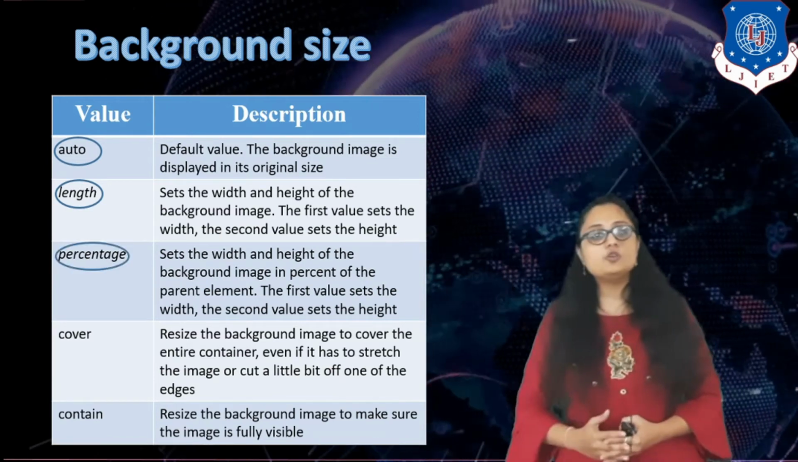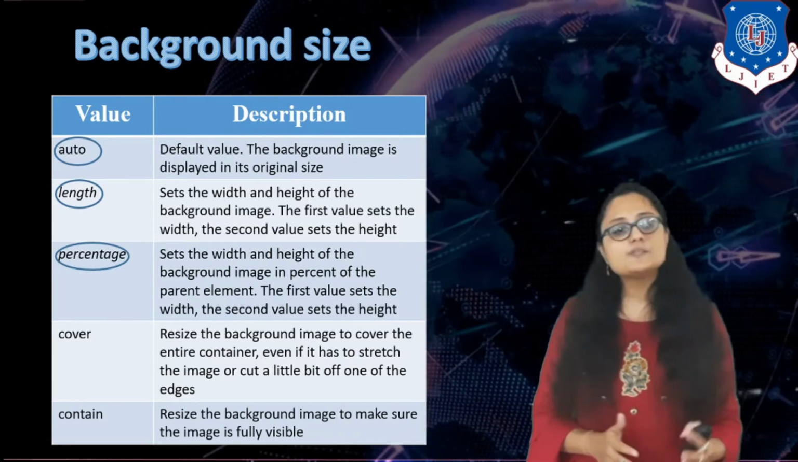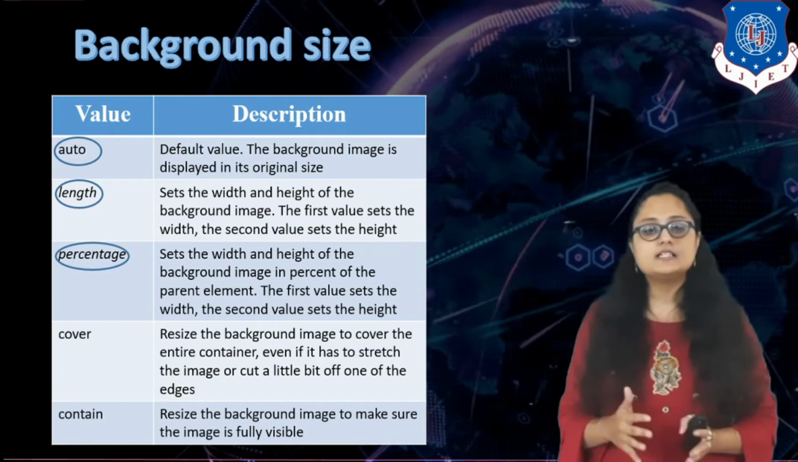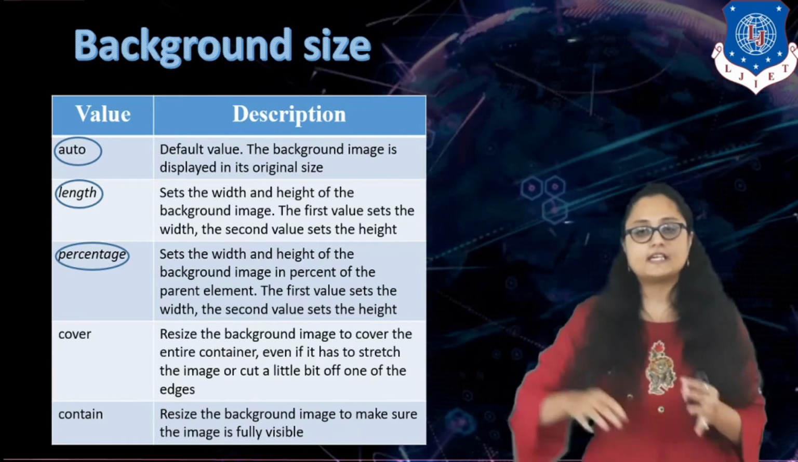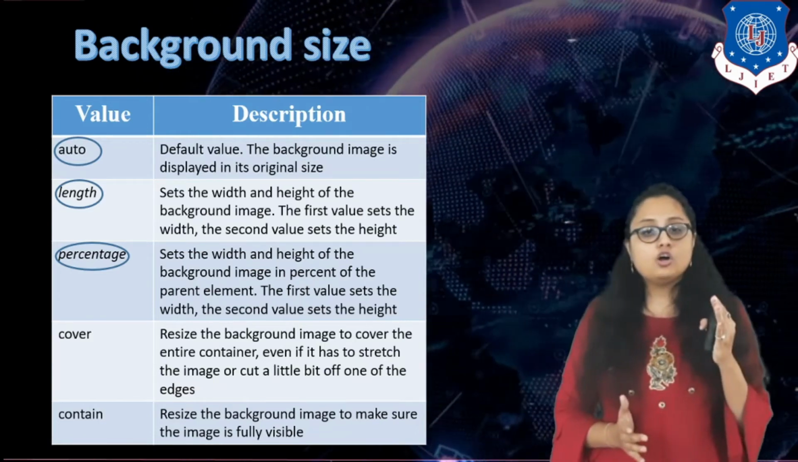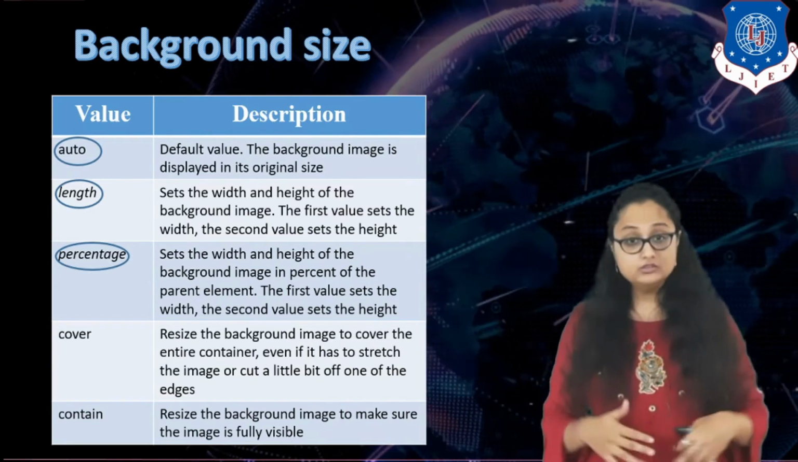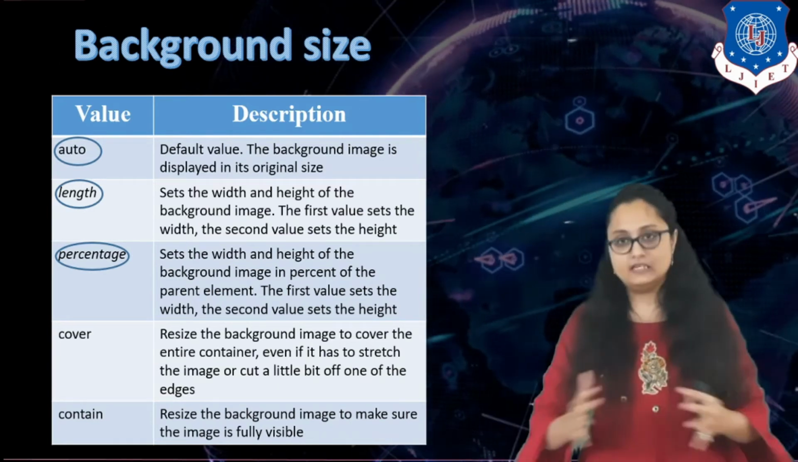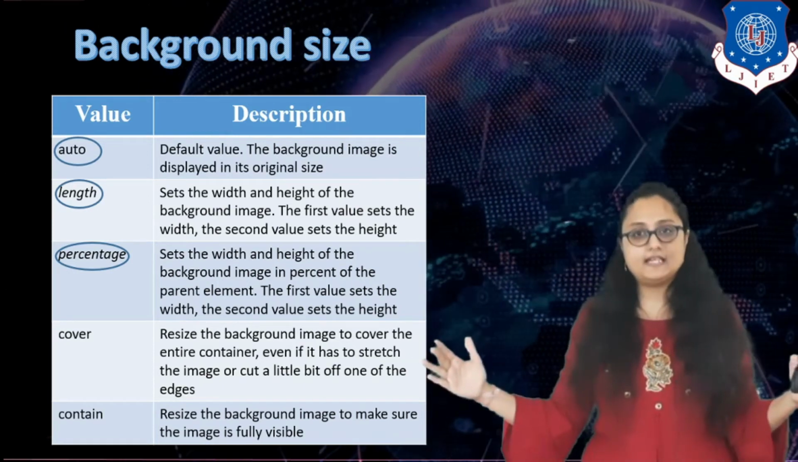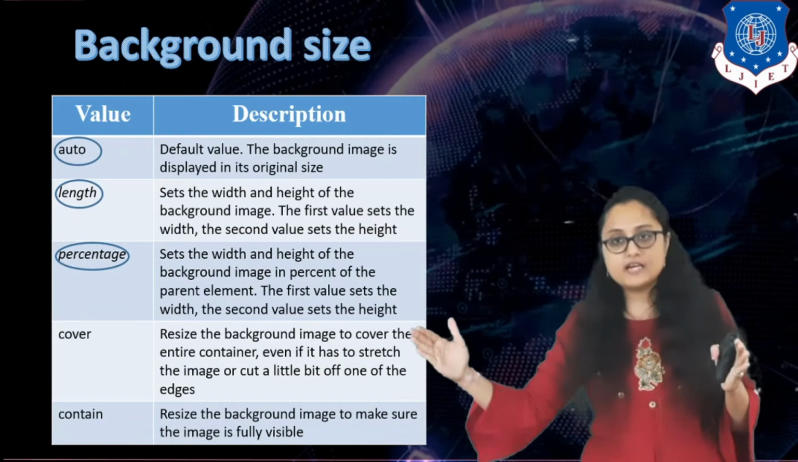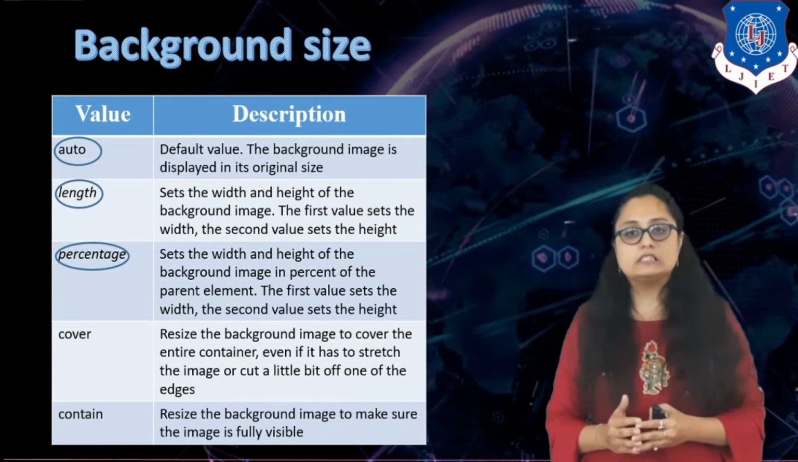The next possible value you can give is percentage, right? So you can also specify your width and height in percentage value. Again, the first value of percentage will be width and the second value will be height. It sets the width and height of the background image in percent of the parent element, right? So whatever parent element you have, it will take it as 100%, and with reference to that parent element it will give the background image size.